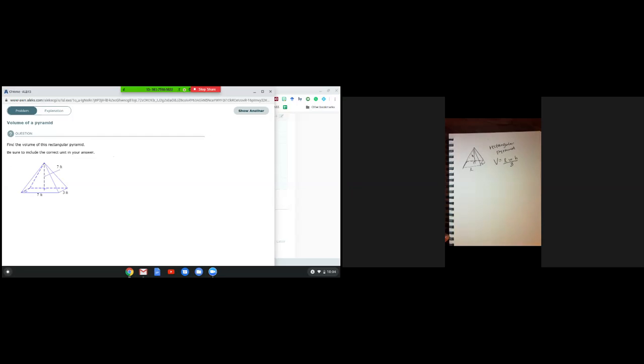All right, cool. Let's do an example like this one. Find the volume of this rectangular pyramid. Be sure to include the correct unit in your answer. Got it. This says the length is 7 feet. This says the width is 3 feet. And this says the height is 7 feet.